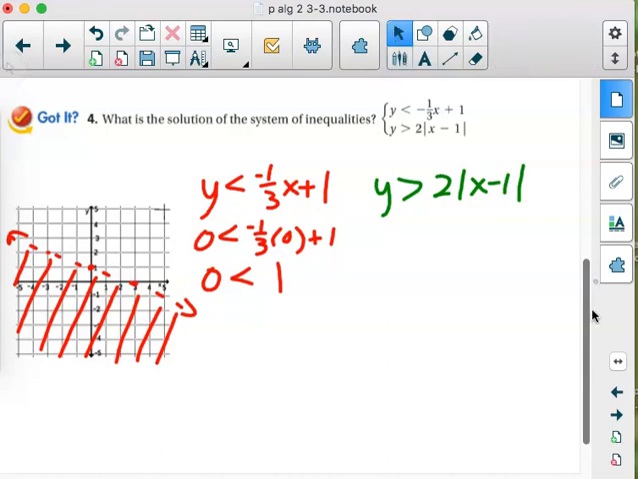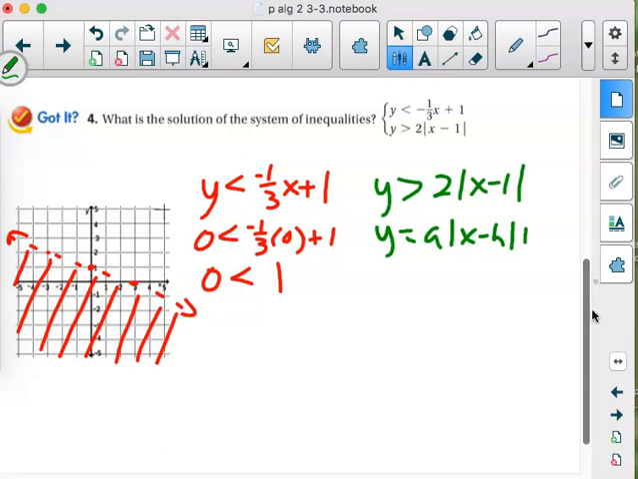Now the green one. We know it's a V because it has absolute value. So first step would be what? I heard somebody say something. Josh, was that you? Where are you going? Yes, exactly. That's your vertex. 1, 0.